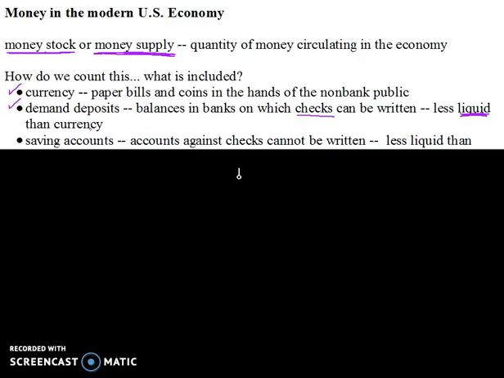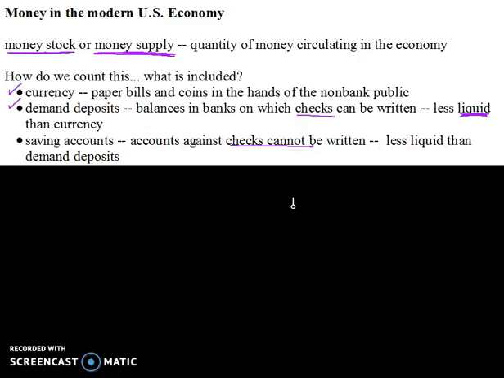Do we count savings accounts as money? Well, savings accounts are like checking accounts in the sense that the money is in the bank, but you can't write checks on savings accounts. And so they're a little bit less liquid than the demand deposits, the checking accounts. If I want to go buy something and I have money in my savings account, and I want to write a check, I have to stop by the ATM machine and transfer money, or get on my phone and transfer money into the checking account, and then I can write the check.